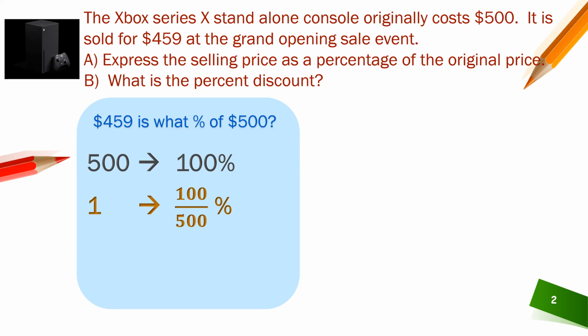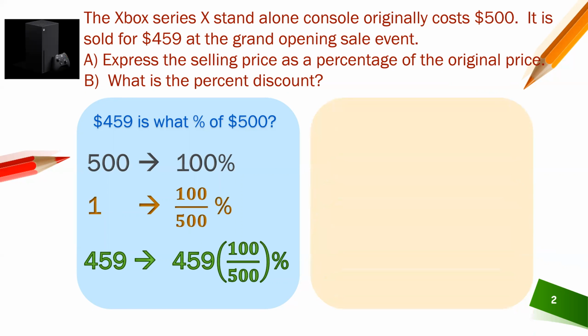Okay, so now from there, I can go back up to 459 by multiplying by 459. So $459 is 459 times 100 divided by 500%. Okay, and that is part A.